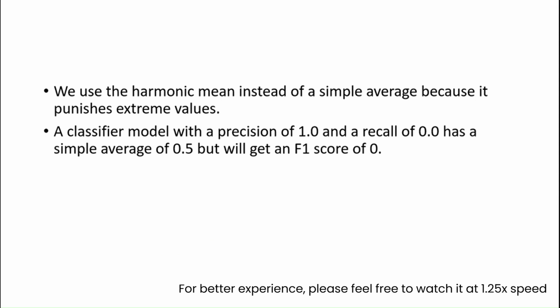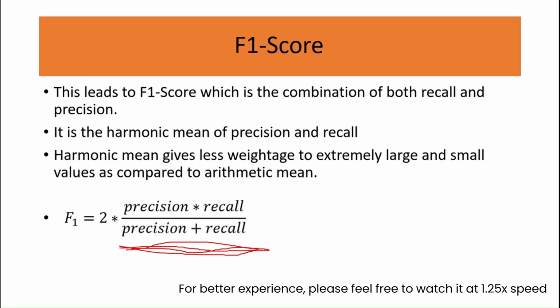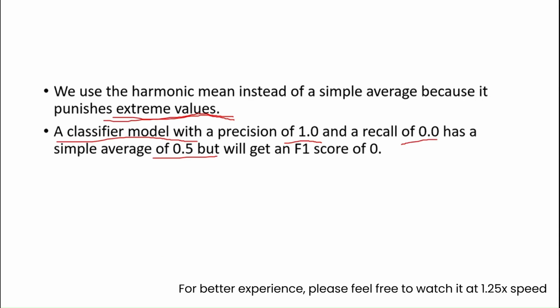Now we use the harmonic mean instead of simple average because it punishes extreme values. So a classifier model with a precision of 1 and a recall of 0 has a simple average of 0.5, because 1 plus 0 by 2 would be 0.5, but we'll get an F1 score of 0. So in the numerator we have precision into recall, so 1 into 0 would give 0. So the harmonic mean is able to punish extreme values here.